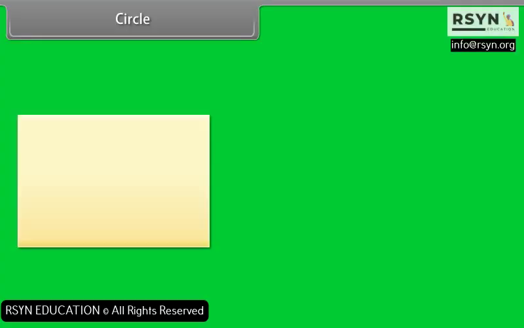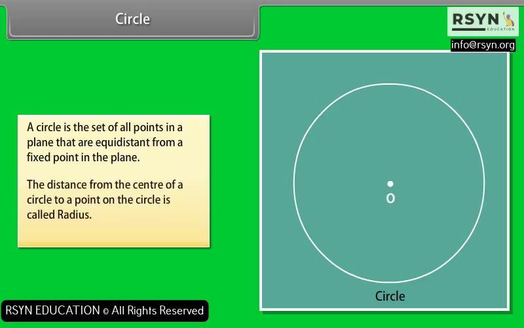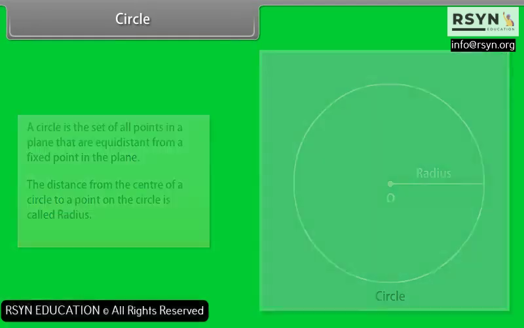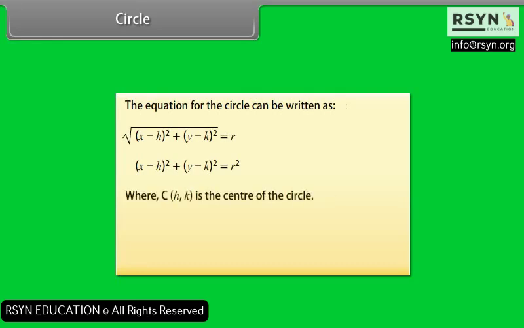Circle. A circle is the set of all points in a plane that are equidistant from a fixed point in the plane. The distance from the center of a circle to a point on the circle is called the radius. The equation for the circle can be written as (x minus h) squared plus (y minus k) squared equals r squared, where (h, k) is the center of the circle, r is the radius of the circle, and (x, y) is a point on the circle.